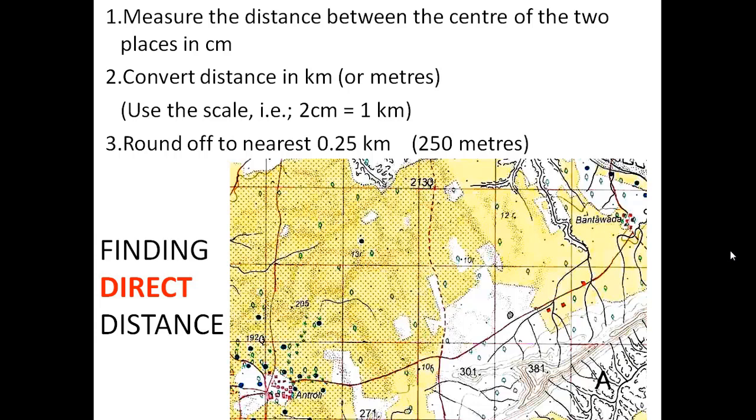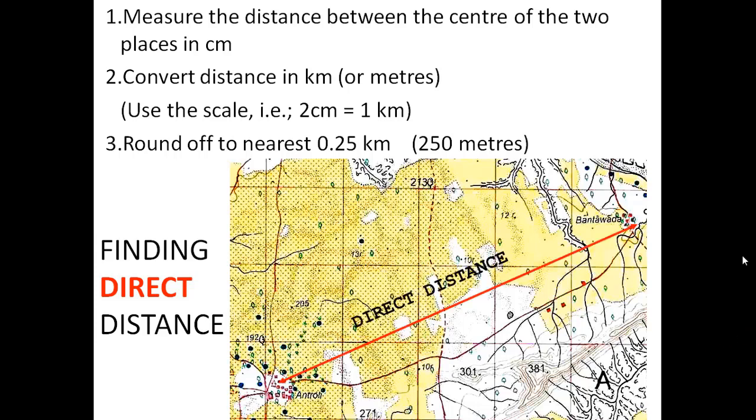As you can see, there is a map extract showing two places, Antroli and Bhantewada. Our objective is to find the direct distance between these two points on the topographical map. There are certain steps that one has to follow. The first thing you have to do, mark the center of these two villages with the help of a dot, and you have to take the approximate center of these two villages.